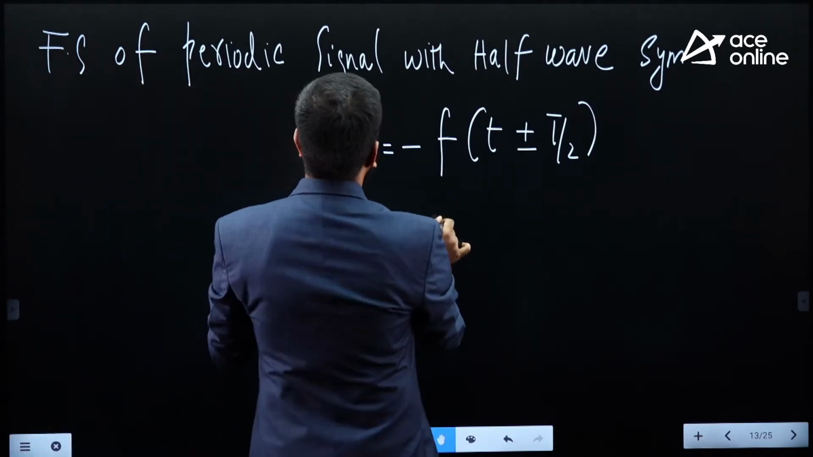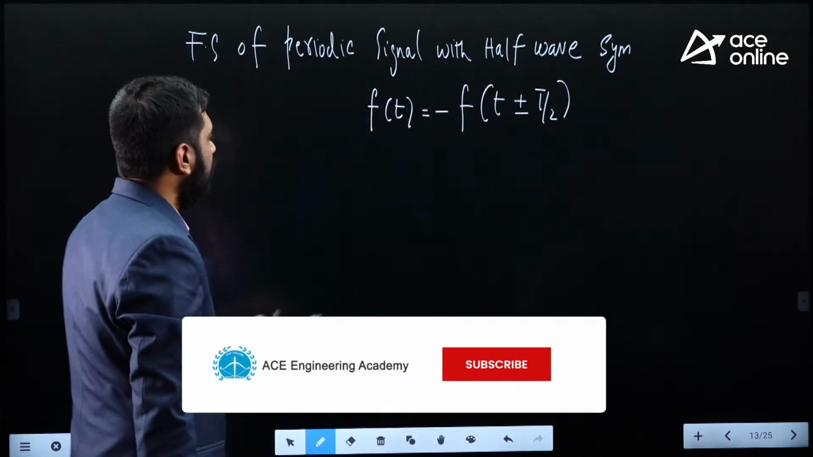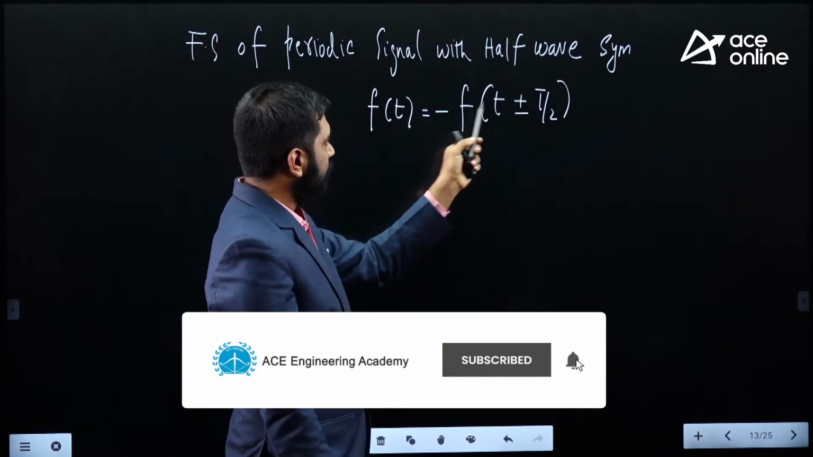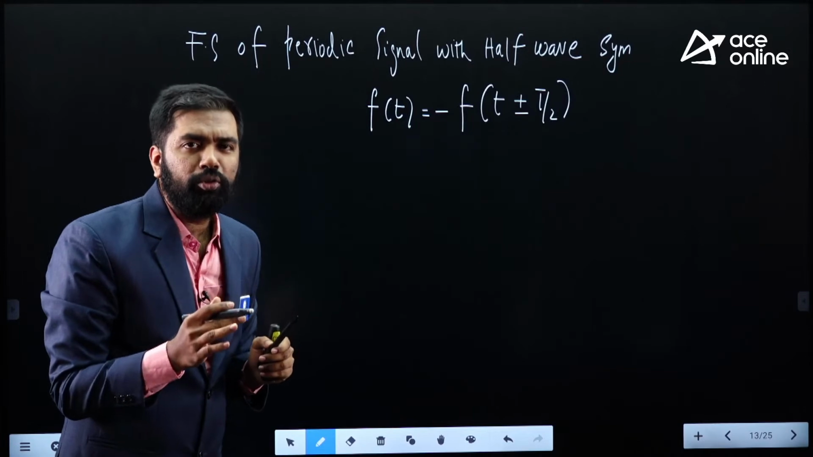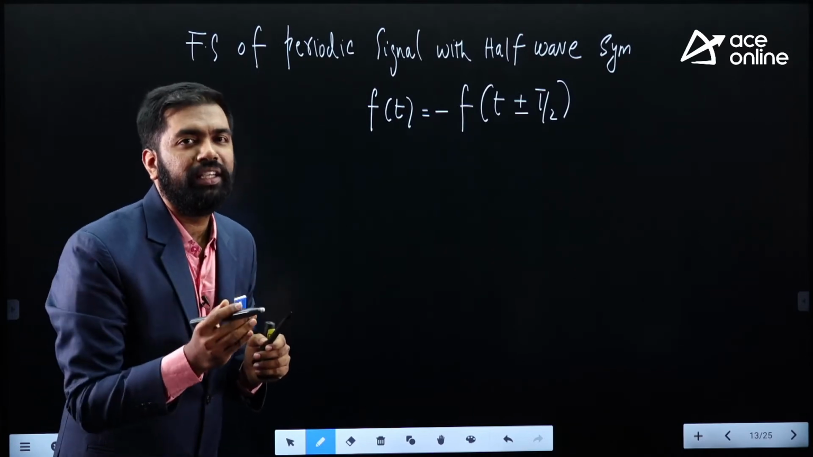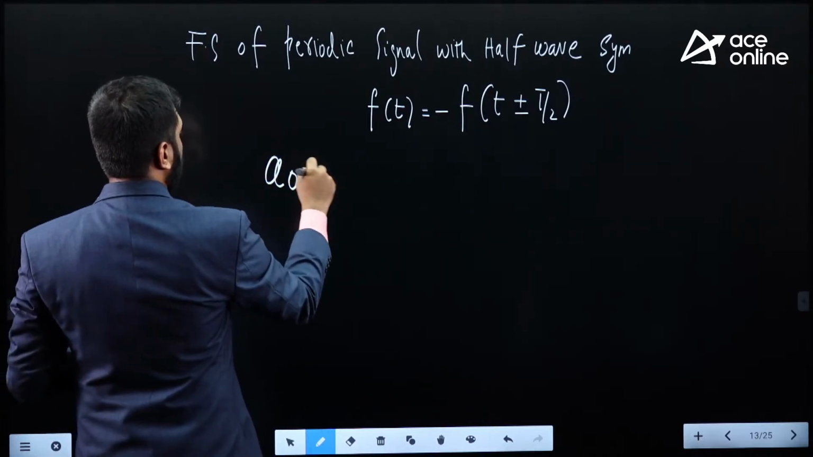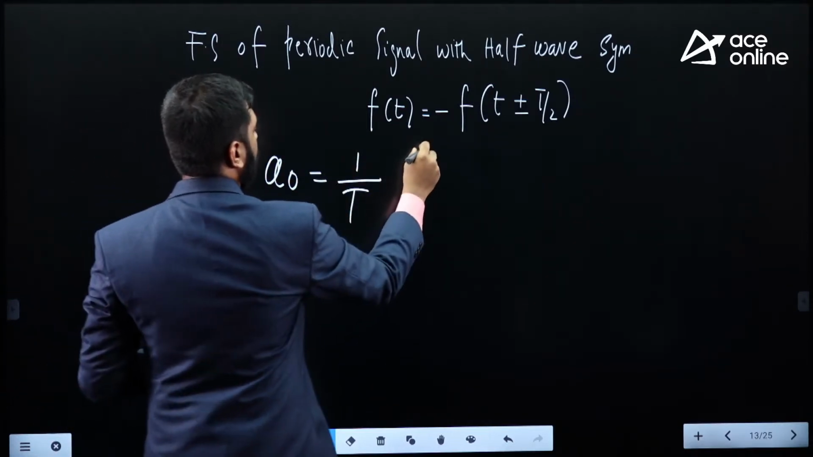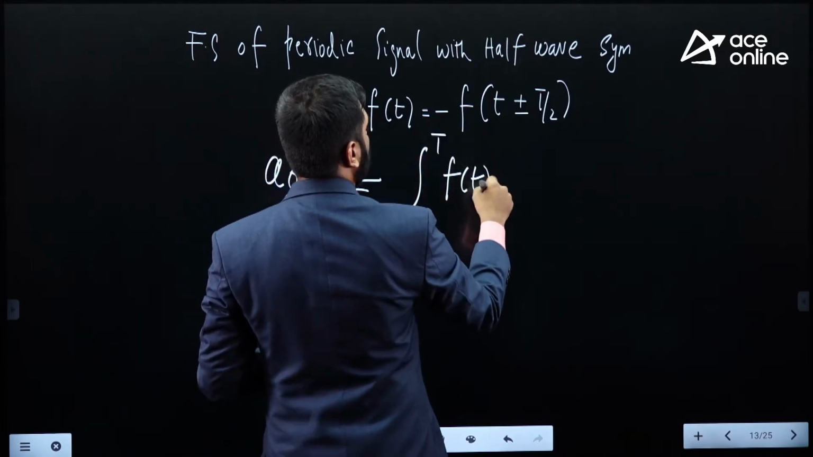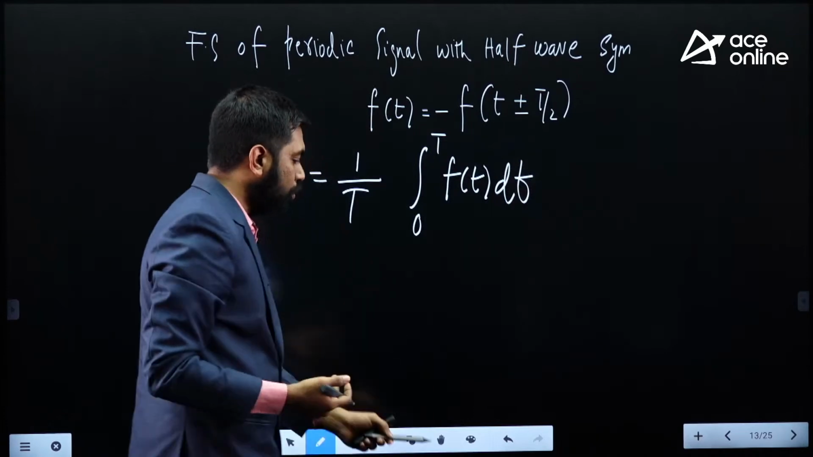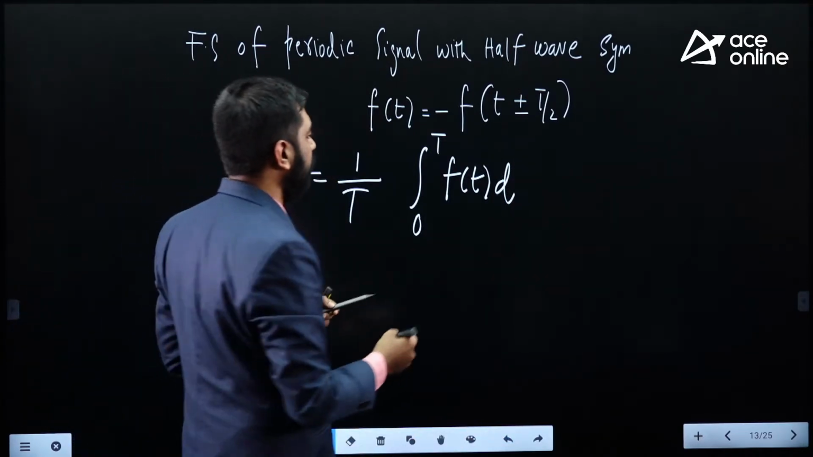So let's quickly see that. We understood that there are two operations involved in half wave symmetry: a rotation about the x-axis as well as a shift by half the time period. Now, I would like to comment on what is A0, what is An, what is Bn. Have a look at this. A0 is 1 by T integral 0 to T of f of t dt. It doesn't matter whether it is minus T by 2 to T by 2 or 0 to T. We just have to integrate over one fundamental period.